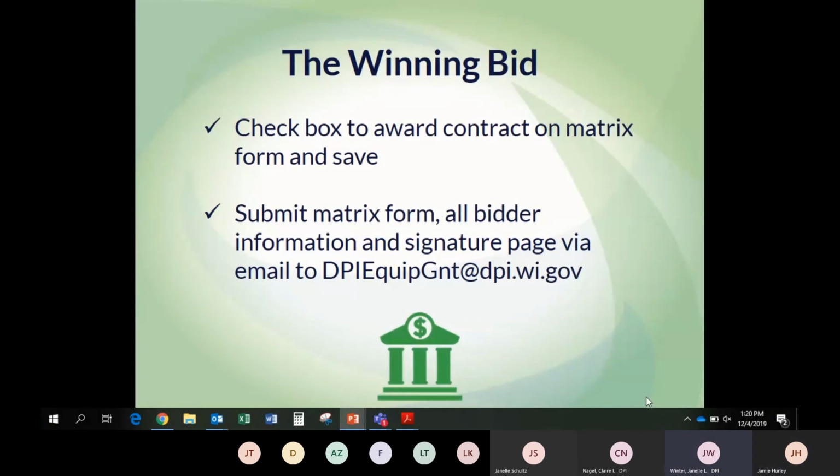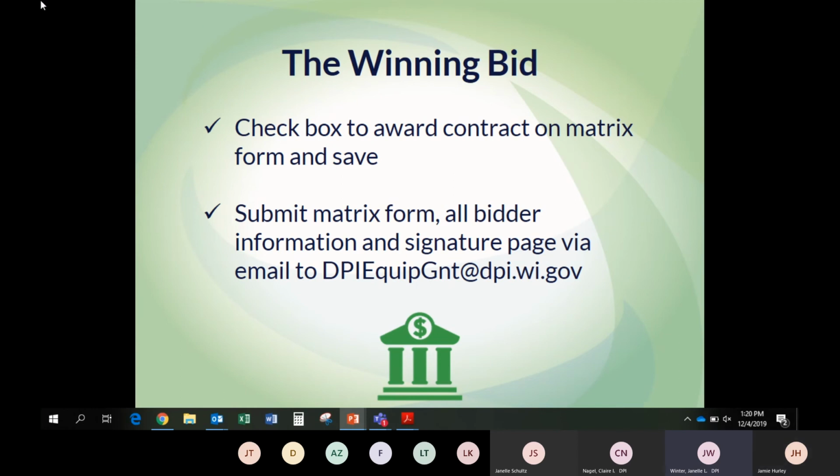Once you have determined your winning bid, check the box to award the contract on your matrix form and save it. And then you're going to be submitting your forms. So I'll turn the mic back over to Lauren to discuss that.